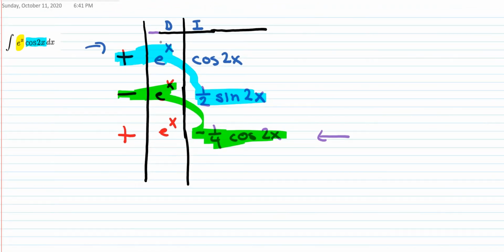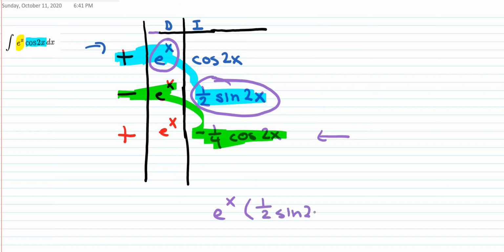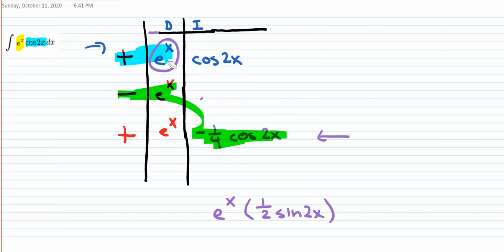Okay, let's take a look at our first row here in blue. I have basically e to the x, and I multiply that with a 1/2 sine 2x. Let's write that over here. That's e to the x times 1/2 sine 2x. So that's my first row there. Okay, so I'm going to erase this now.